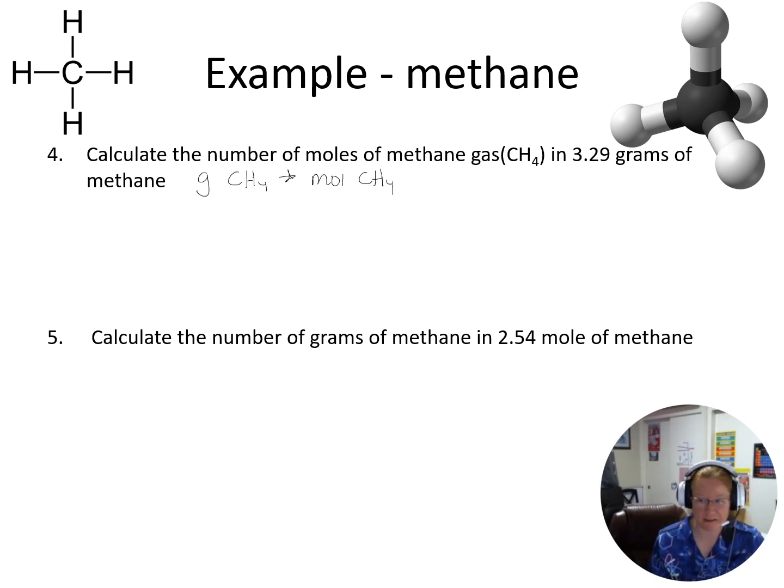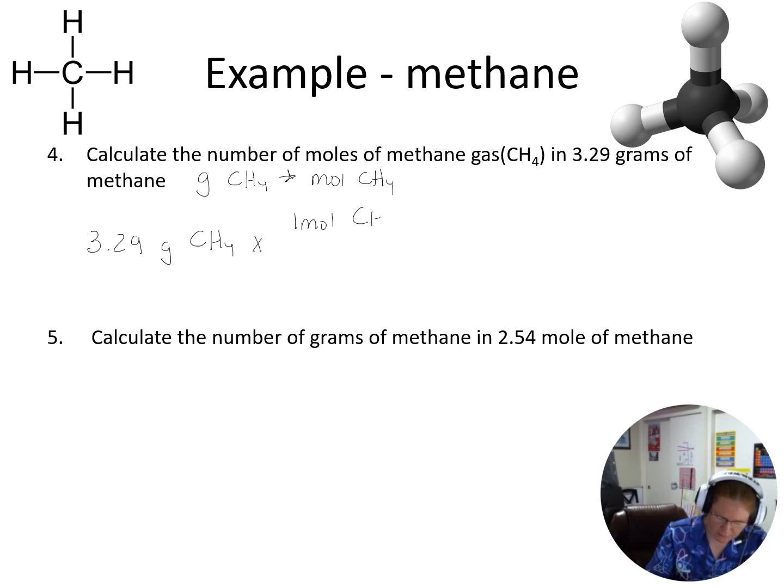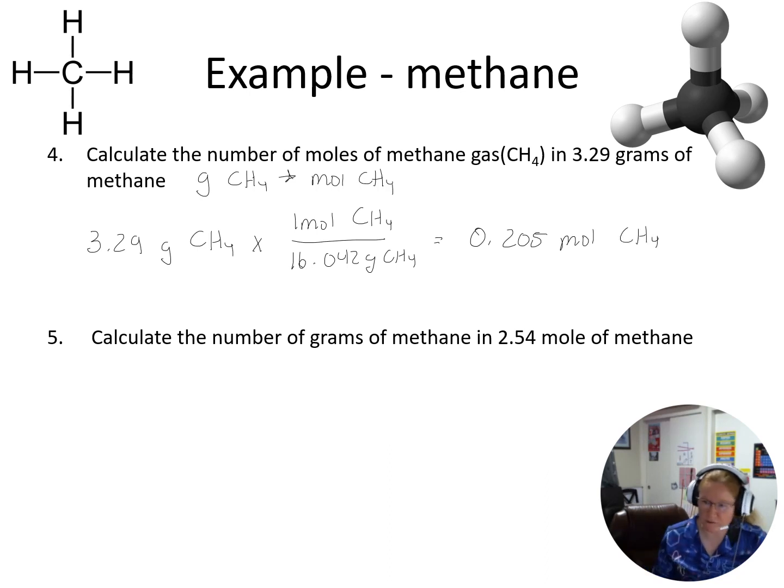In order to do that, we need that molar mass. Okay, so we're going to take 0.29 grams of methane times 1 mole of methane in our 16.042 grams of methane. Okay, and we should get 0.205 moles of methane.